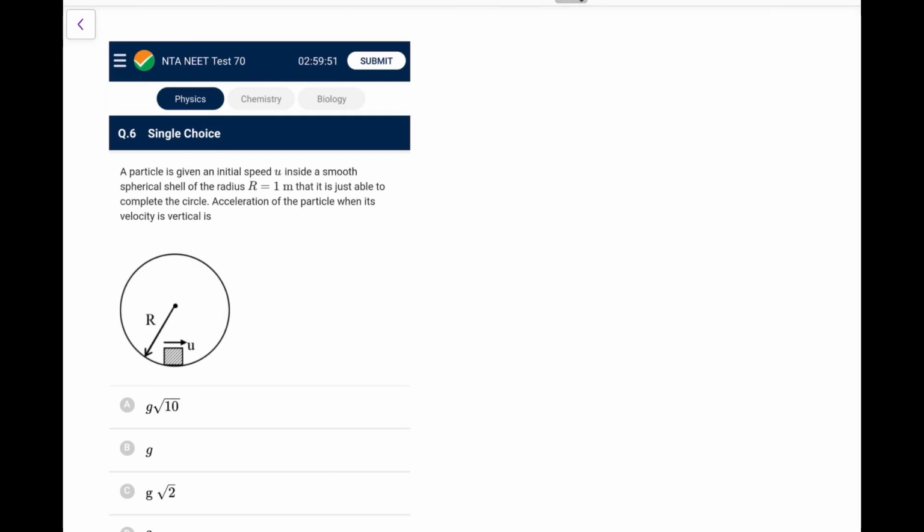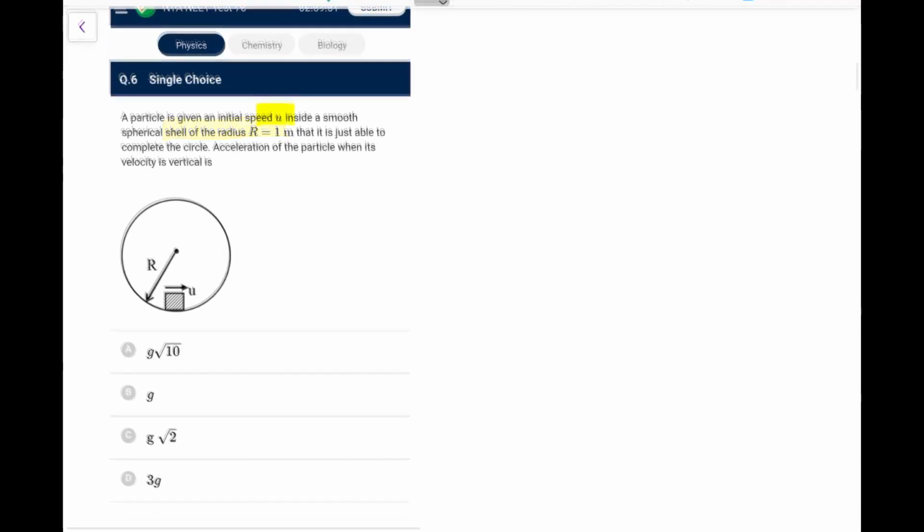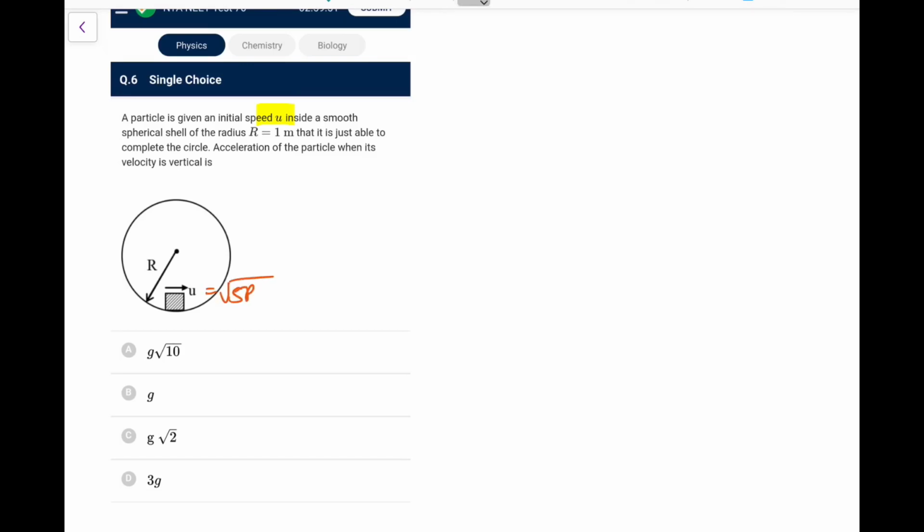A particle is given an initial speed u inside a smooth spherical shell of radius 1 meter, such that it is able to complete the circle. Find the acceleration of the particle when the velocity is vertical. So it just completes the circle. That means this u is equal to root 5 rg. Now velocity becomes vertical at this point, and from energy analysis you can say v would be root of u square minus 2gr, that comes out as root 3gr.